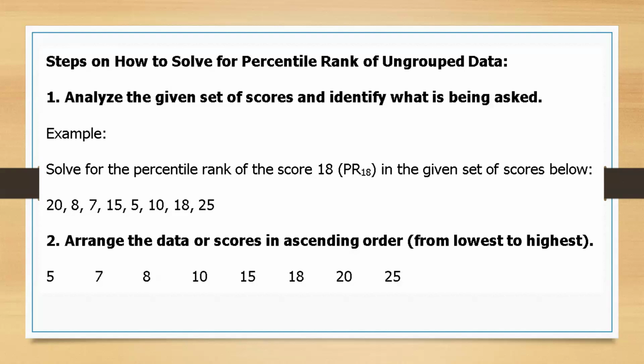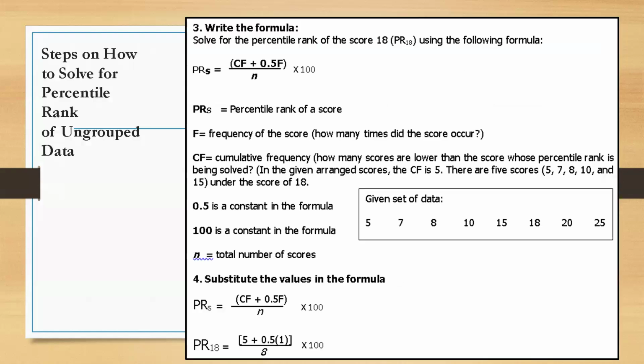Step 2, arrange the data or scores in ascending order, from lowest to highest. So we have the scores 5, 7, 8, 10, 15, 18, 20, and 25. Step 3, solve for the percentile rank of the score 18 using the following formula. Percentile rank of a score is equal to cumulative frequency plus 0.5, which is multiplied to the frequency, all over n, which is the number of scores, times 100.